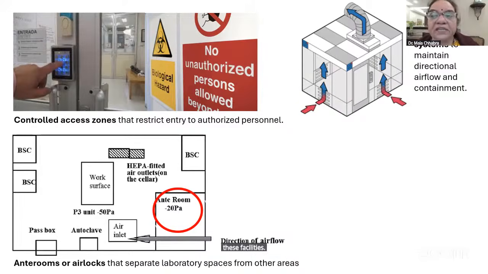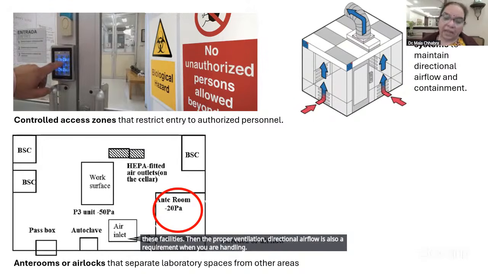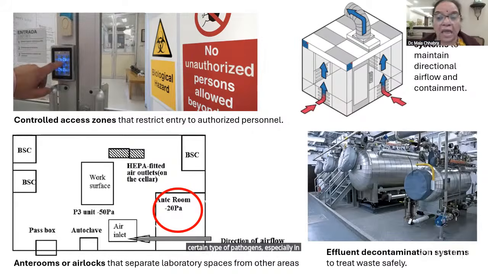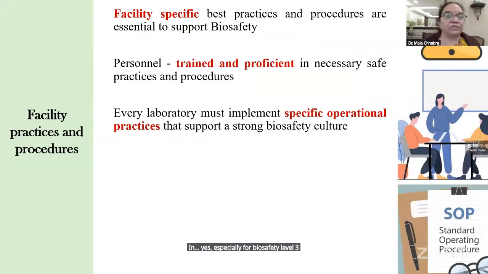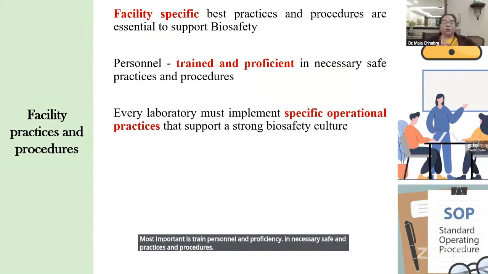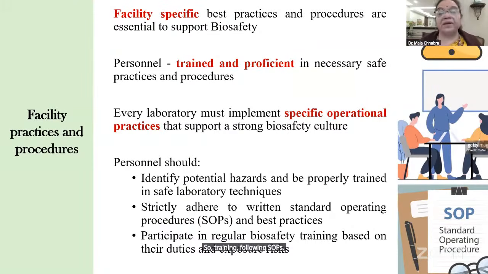Then the proper ventilation, directional airflow is also a requirement when you are handling certain types of pathogens, especially in biosafety 3. Effluent decontamination system to treat waste safely is also a requirement, especially for biosafety level 3 and 4 laboratories. So, facility-specific best practices and procedures are important for biosafety. Most important is trained personnel and proficiency in necessary safe practices and procedures. So, training and following SOPs form a very, very important part.